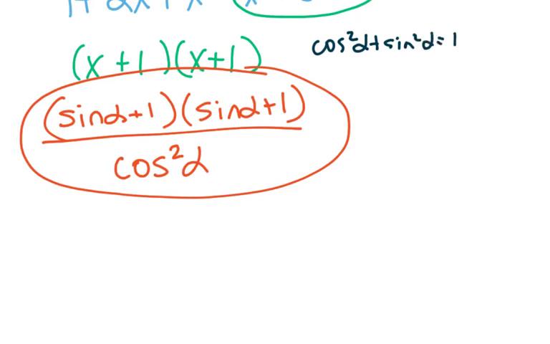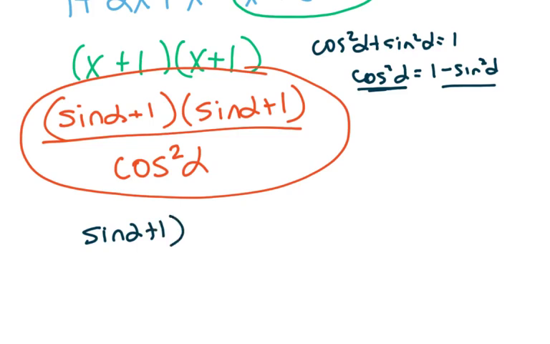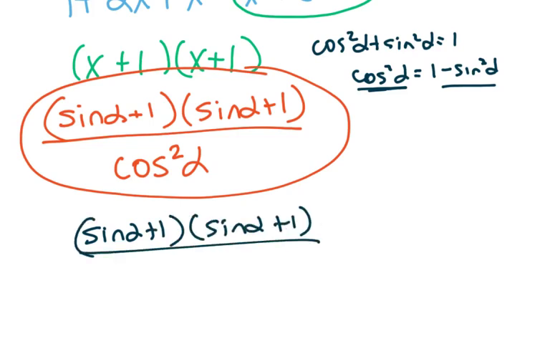So solve this for cosine squared alpha. And this may be something that you wouldn't have thought of, and you might think, I never would have thought of that. Well, maybe you wouldn't have yet. But you start getting used to things like, well, what else can I replace it with? So instead of cosine squared alpha, what if I write that? So I'm going to write sine alpha plus 1 times sine alpha plus 1 over 1 minus sine squared alpha.